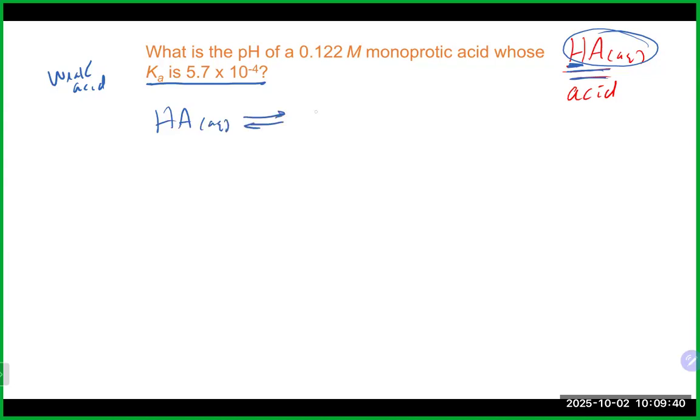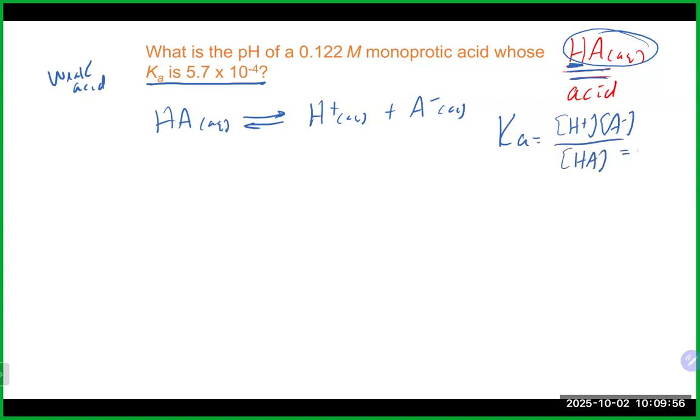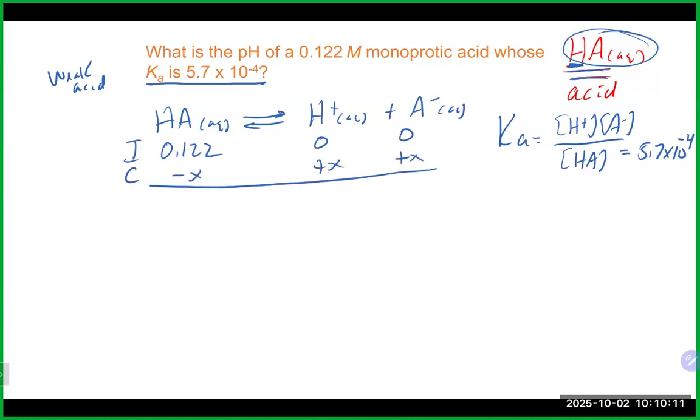And again, it's going to head in both directions, breaking apart into H plus and A minus in this case. That'll give us a Ka expression of our products over our reactants, and that's going to equal 5.7 times 10 to the minus 4. Doing our ICE table here, initially 0.122, 0, 0. Again, minus x, plus x, plus x. That means at equilibrium 0.122 minus x, x, and x in this case.